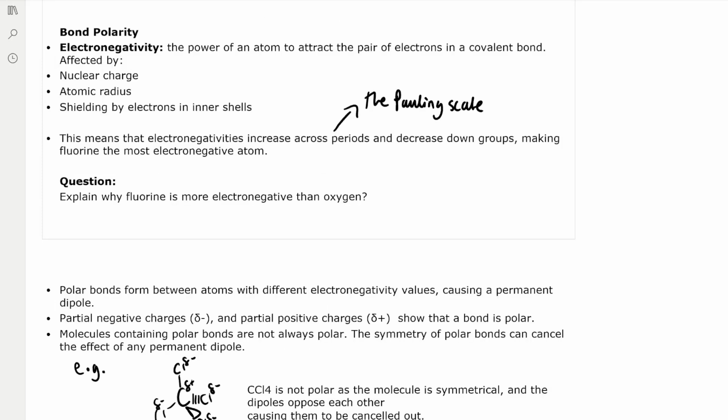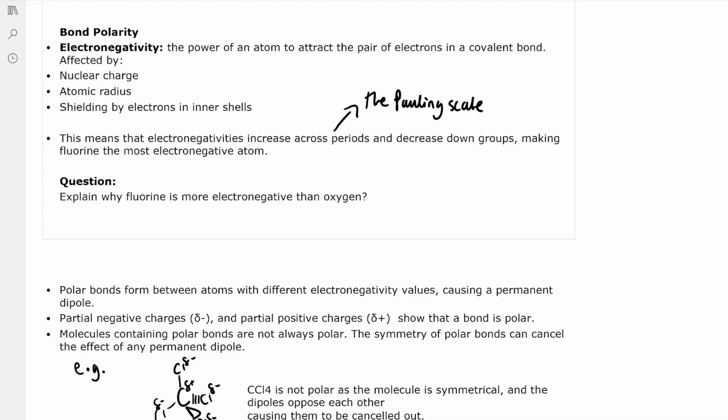Okay, so bond polarity. So the definition of electronegativity is the power of an atom to attract the pair of electrons in a covalent bond, and it's affected by the nuclear charge, the atomic radius, and the shielding by electrons in inner shells. So nuclear charge is dependent on the number of protons in the nucleus. Atomic radius is dependent on the number of electron shells in the atom. And shielding by electrons in the inner shells is also dependent on the number of electron shells. So this means that electronegativities increase across periods and decrease down groups, making fluorine the most electronegative atom.